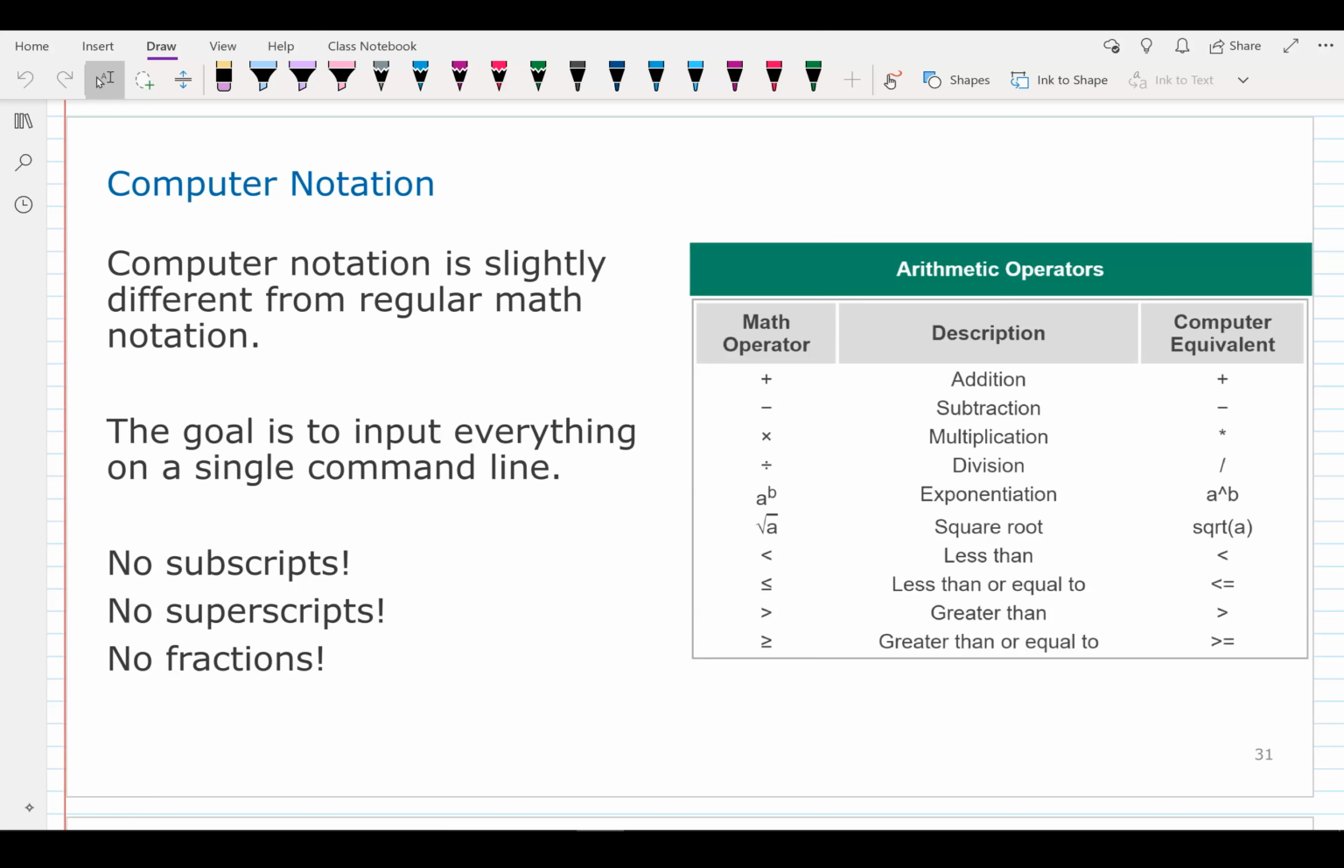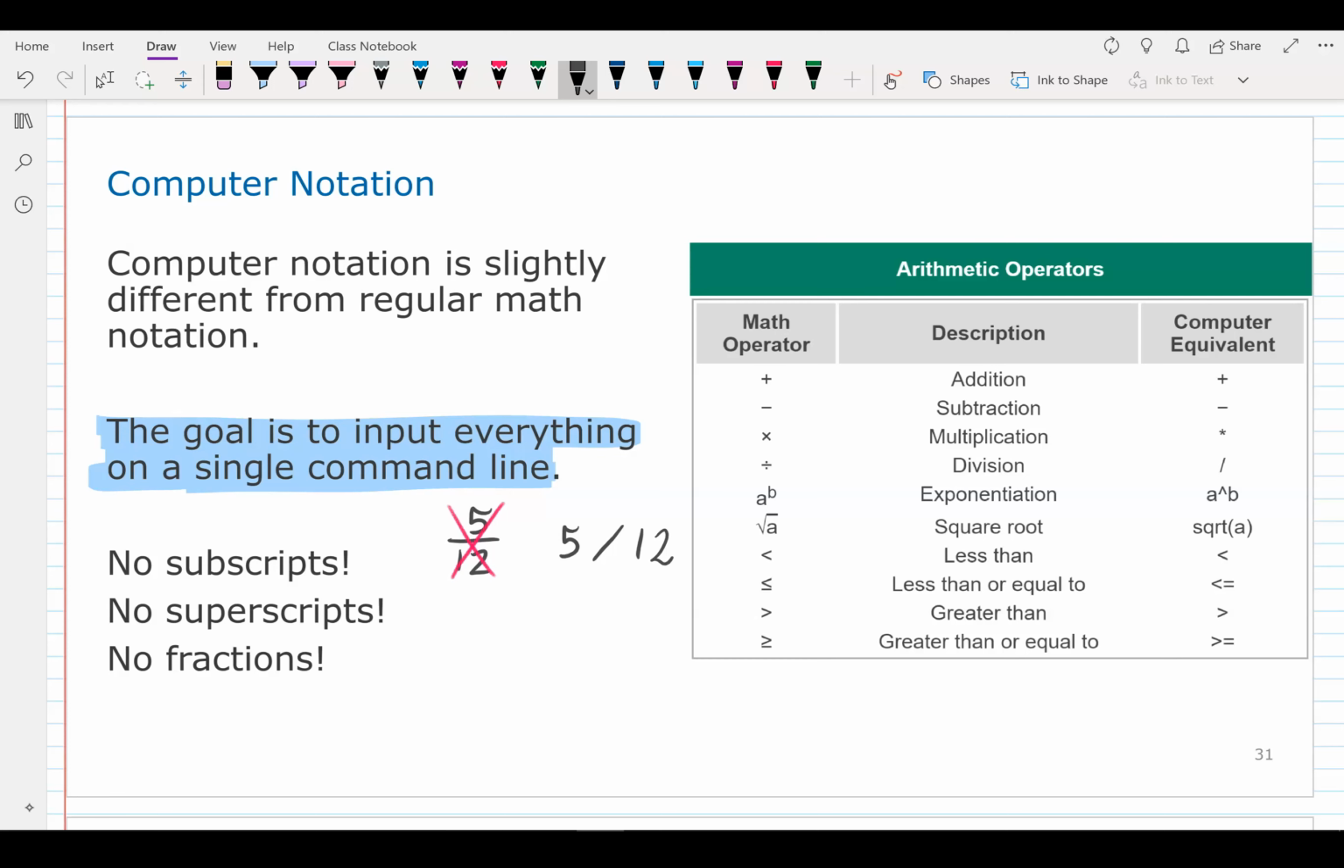So it says here, computer notation is slightly different from regular math notation. The goal is to input everything on a single command line. So if you've ever used command line, hopefully you have, everything is done, mainly speaking, on one line. So we can't do something like, for example, write the number 5 over 12. That doesn't exist in command line. That would take 2 lines. Instead, we have to write 5/12. Okay, that would be the same thing.